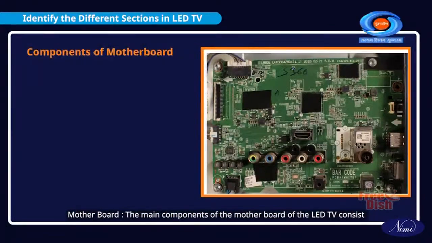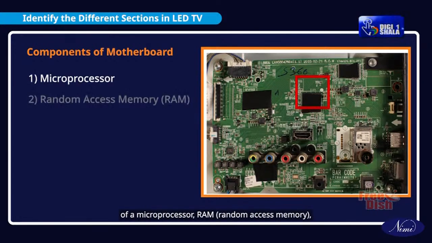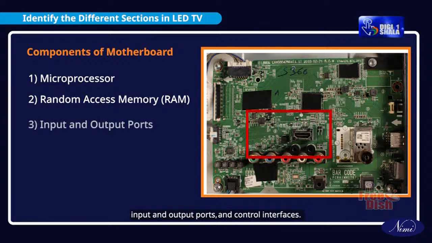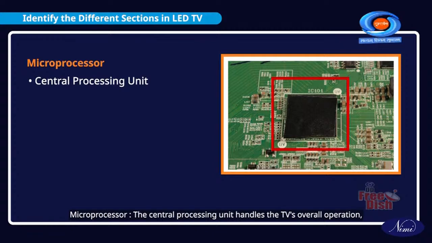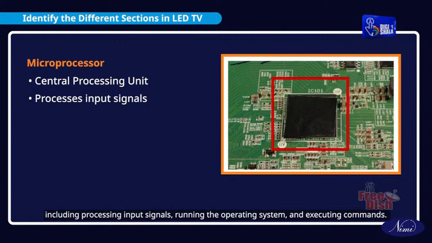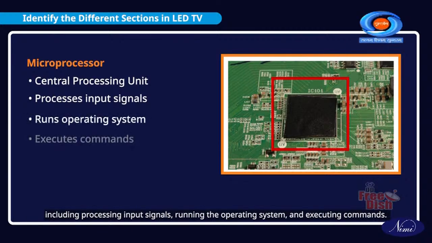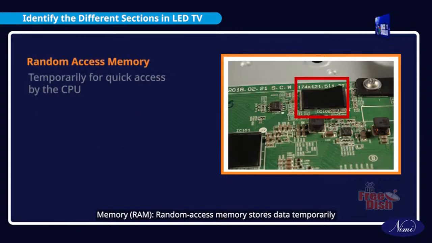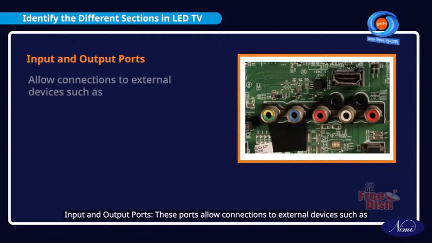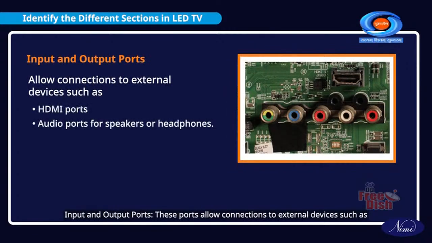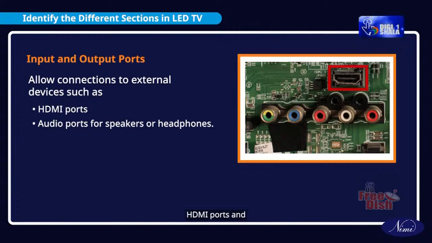Motherboard. The main components of the motherboard of the LED TV consist of a microprocessor, RAM (random access memory), input and output ports, and control interfaces. Microprocessor. The central processing unit handles the TV's overall operation, including processing input signals, running the operating system, and executing commands. Random access memory stores data temporarily for quick access by the CPU. Input and output ports. These ports allow connections to external devices such as HDMI ports and audio ports for speakers or headphones.